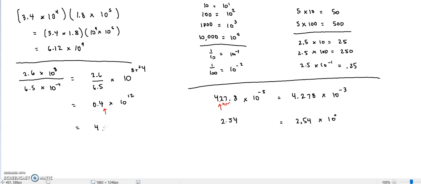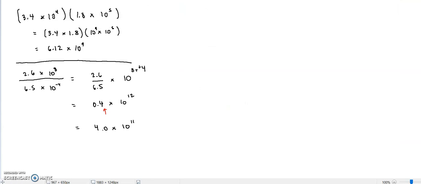So it's 4 or 4.0 times 10 to the, okay, now we're going from a smaller number up. So I am going to subtract 1 from the exponent. So I get 10 to the 11th. Okay, so multiply and divide and check to see if you need to reformat your answer. All right, now addition, subtraction.